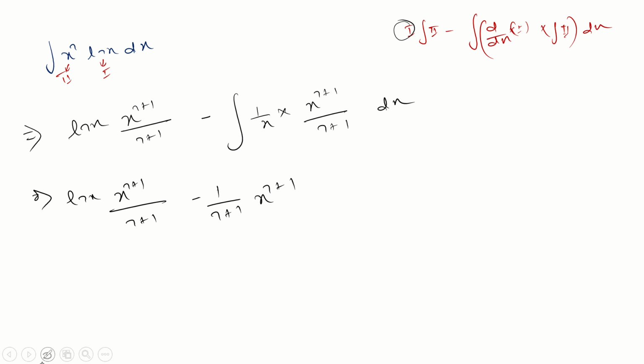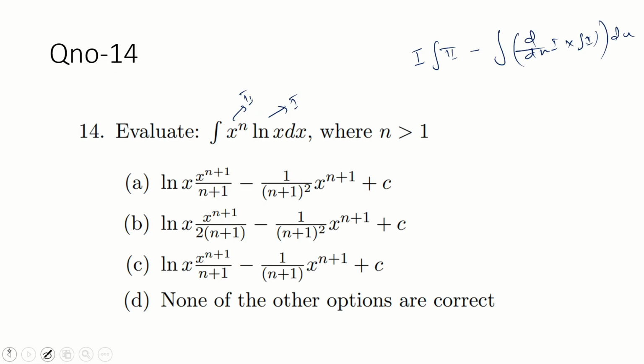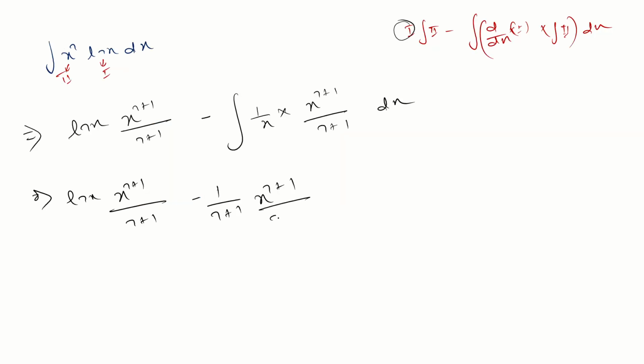So I think the correct option is A, guys. This is the integration divided by n plus 1. What happened? This is x^(n+1) divided by x. Whenever the x goes to the numerator, what you will get? x^(n+1-1), because the base is the same, so the powers are just additive in nature. So what you will get? x to the power n.